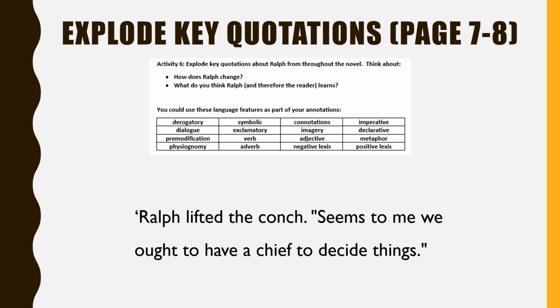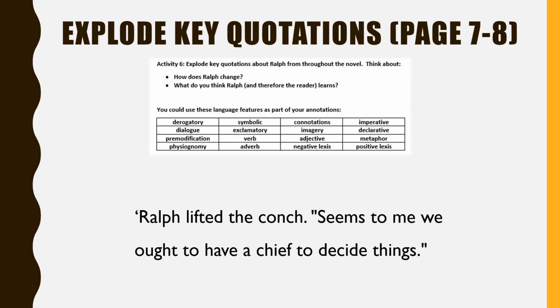Okay, we've had some practice now annotating quotations. Now I'd like you to think about some of the key quotations about Ralph from throughout the novel. And these are in order because I do want you to consider how Ralph deteriorates throughout the novel, how his behaviour becomes more primitive. So, for this activity number 6, you'll see that there's some key quotations and there's a couple of questions for you to think about, because I want you to think about how does Ralph change, and I want you to think about what Ralph learns, and therefore what is the reader learning through Ralph as well.